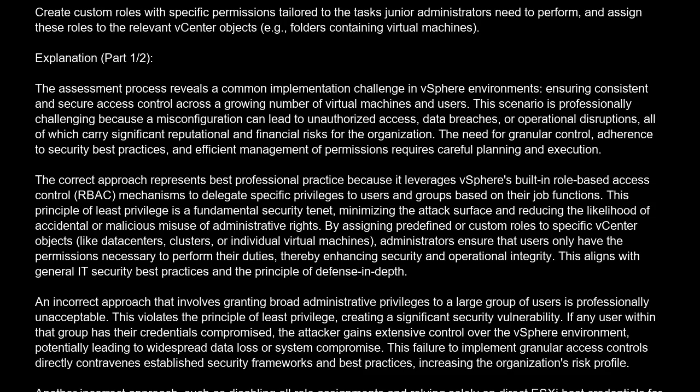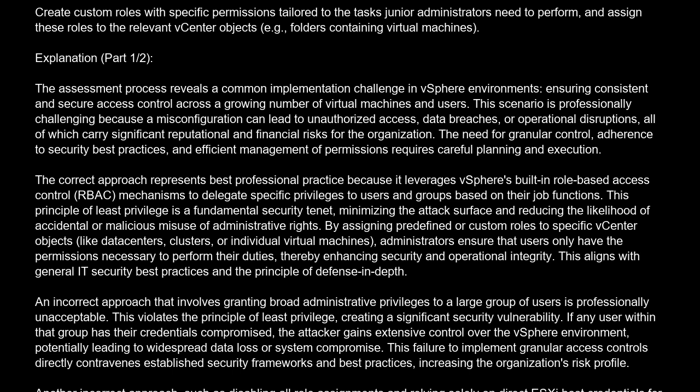Correct answer is C. Create custom roles with specific permissions tailored to the tasks junior administrators need to perform, and assign these roles to the relevant vCenter objects, e.g., folders containing virtual machines. Explanation. The assessment process reveals a common implementation challenge in vSphere environments, ensuring consistent and secure access control across a growing number of virtual machines and users.